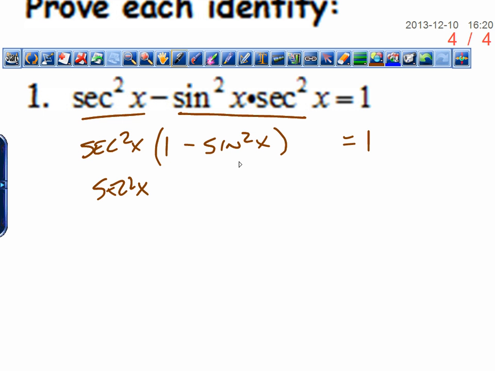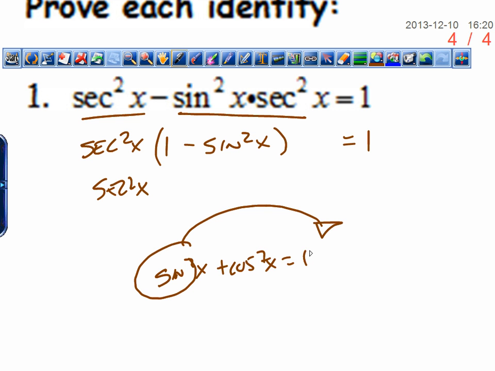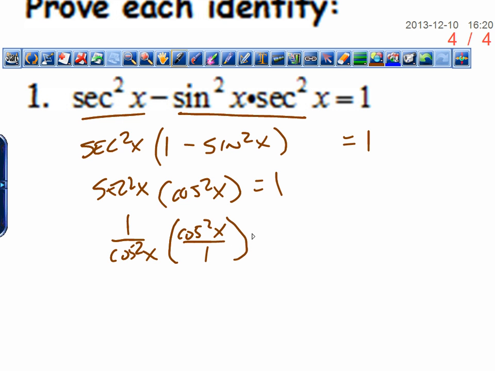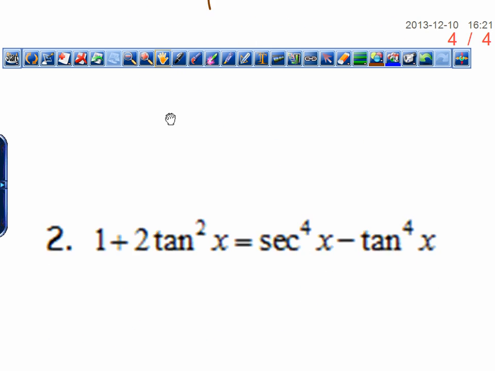1 minus sine squared x. If you look on your formula chart down at the bottom, you see that sine squared x plus cosine squared x equals 1. So if I were to move, here I'll write this down, if I were to move sine squared x over there, I would get cosine squared x. So 1 minus sine squared x is cosine squared x. So secant squared is 1 over cosine squared x. Cosine squared x is just cosine squared x over 1. So therefore 1 equals 1. Ta-da!